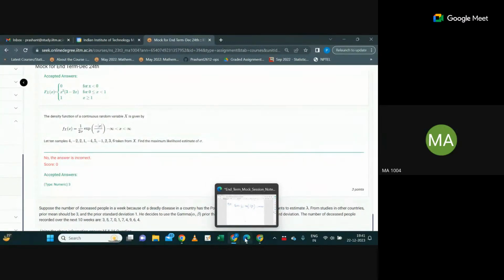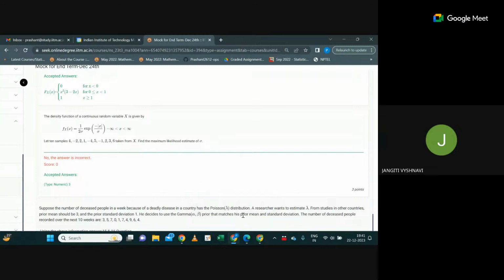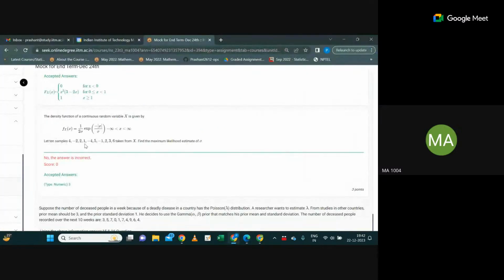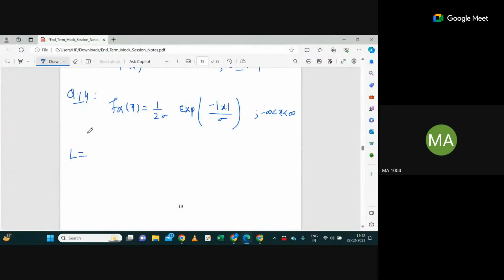Okay. So first of all, you have to find the estimate of sigma by the maximum likelihood function. That means, at the end, I have to differentiate with respect to sigma. So what is the likelihood? How many samples have we been given? 10, right? 1, 2, 3, 4... yes, 10. Correct.